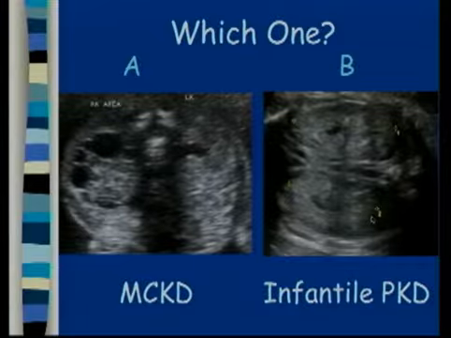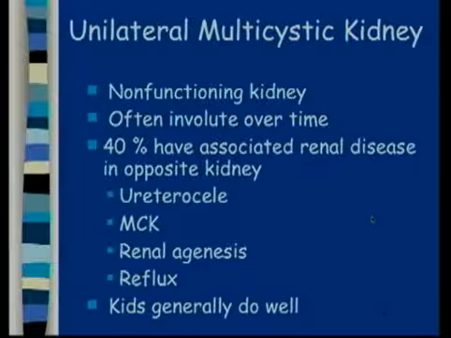And that is large for any time in gestation because a normal fetus should have kidneys that measure 4 to 5 centimeters at term. So these are large and echogenic and fairly classic for infantile polycystic kidney disease or autosomal dominant. So let me just tell you one or two things about multicystic kidneys. First off, they do not function. They won't work at all. They generally involute over time.